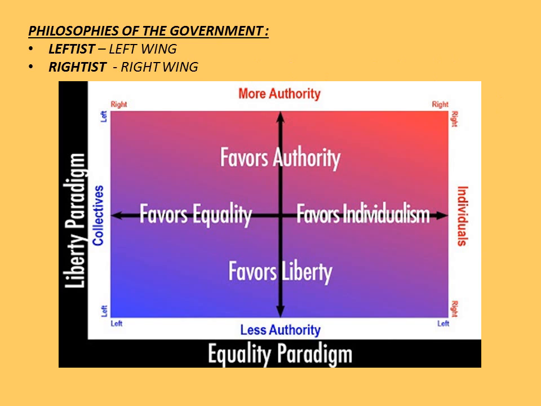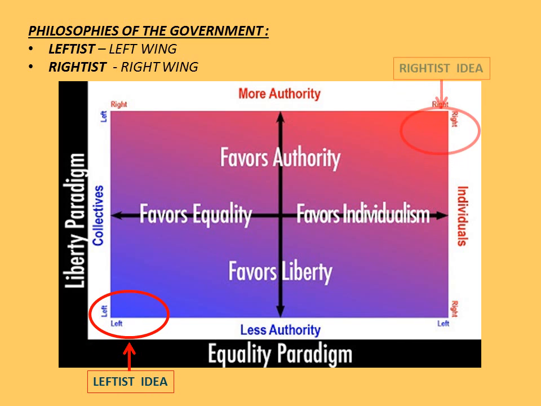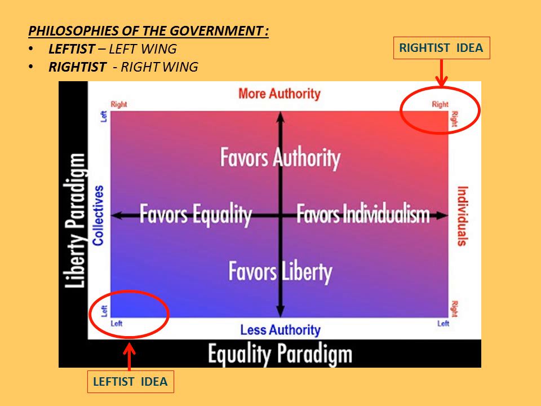Now, the next important topic that we will move to is the philosophies and the types of governments. We will first understand the basic philosophies. There are two basic philosophies which are known as leftist and rightist. We also call them left wing and right wing. Now, this diagram will help you to understand the philosophy in a better way. This extreme corner shows the leftist ideas and this extreme corner shows the rightist ideas.